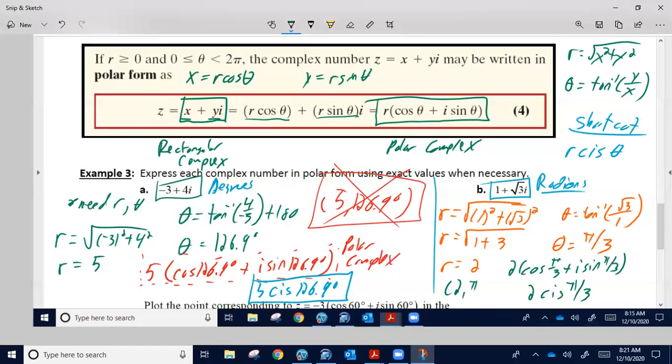Do not put 2 comma pi over 3. That is a real polar number. We want a complex polar number.